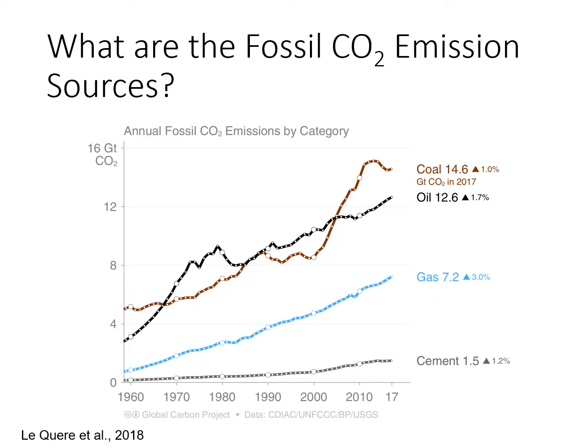We can divide human emissions by source. This figure shows how human emissions of coal, oil, gas, and cement have changed from 1960 to 2017. Most of the plots I will show today are in gigatons of carbon dioxide. Remember that 1 gigaton of carbon equals 3.664 gigatons of carbon dioxide.